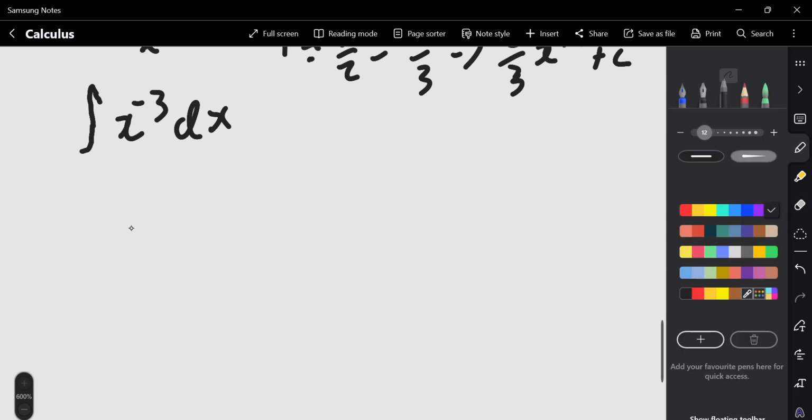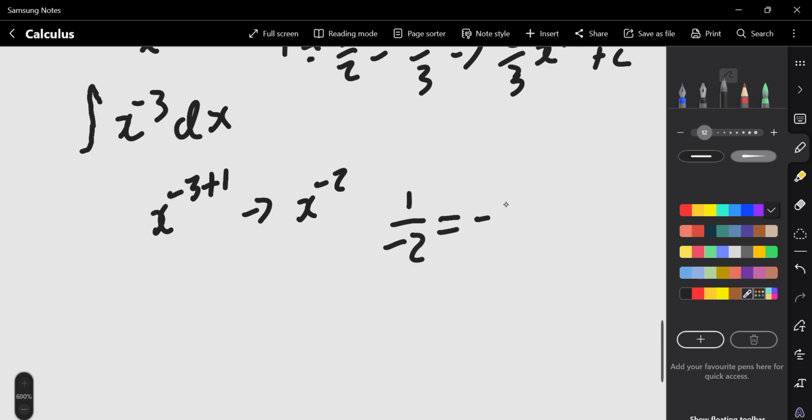Let's actually write out the power rule here. x to the minus 3 plus 1 is going to be x to the minus 2. Divide through by the new power. 1 divided by minus 2 is just going to be minus a half. x to the minus 2 plus c. Nice and simple. See, even I can make mistakes with just the power rule, so it's always important to practice here.